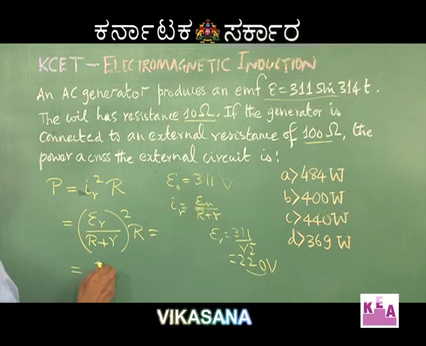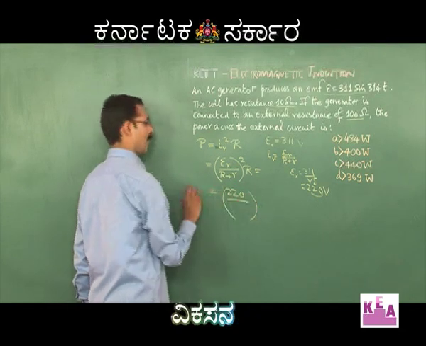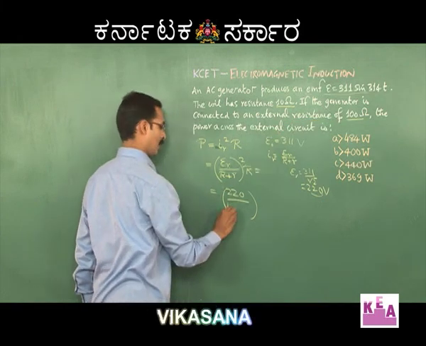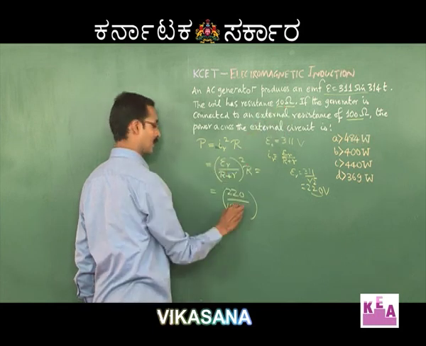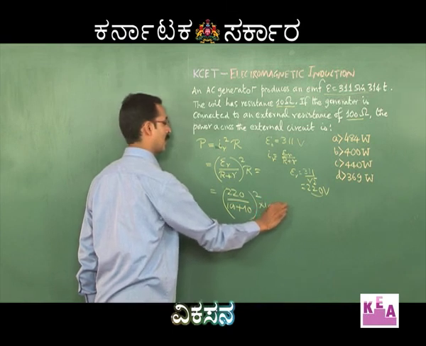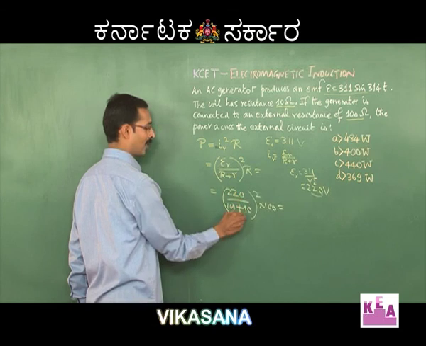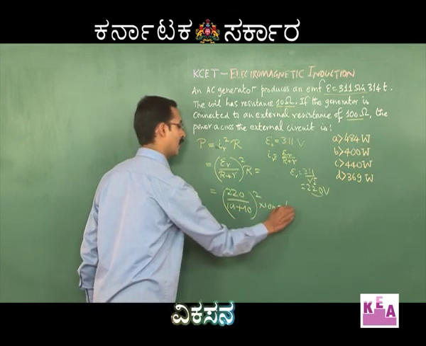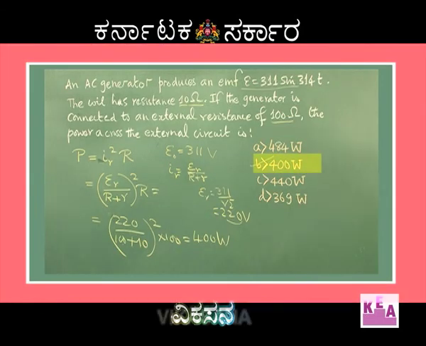That gives me 220 divided by R, R is external resistance 100 ohm, plus small r. Small r is the coil resistance, generator resistance, that's 10 ohm, whole square into external resistance, that's 100. 100 plus 10 is 110. 220 divided by 110 is 2. 2 square is 4. 4 into 100 is 400 watt. The answer is B, 400 watt.